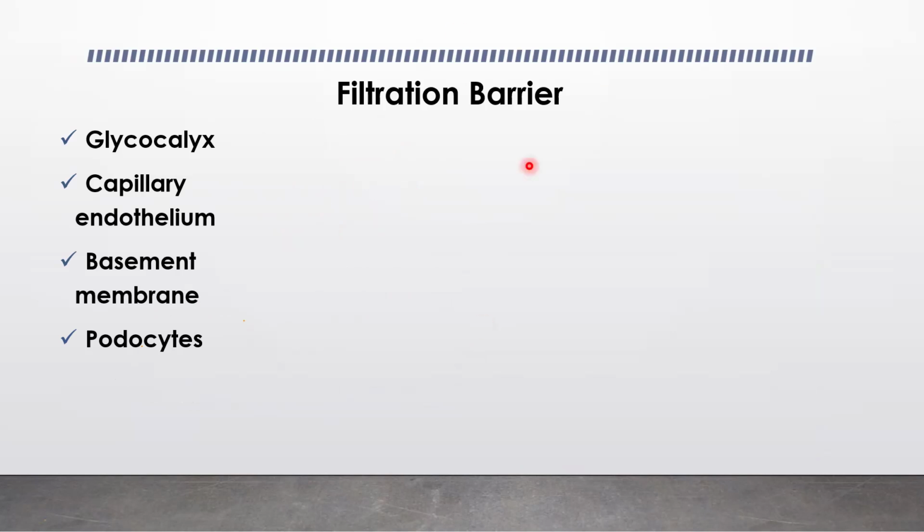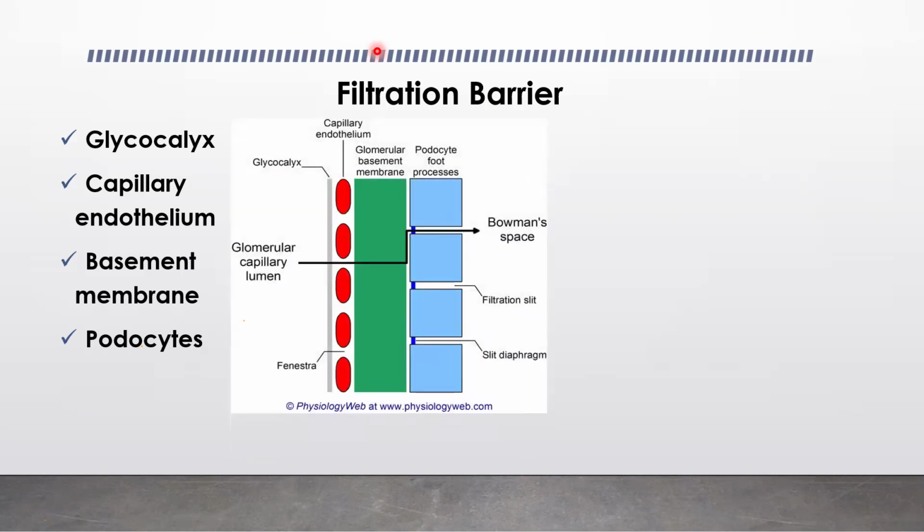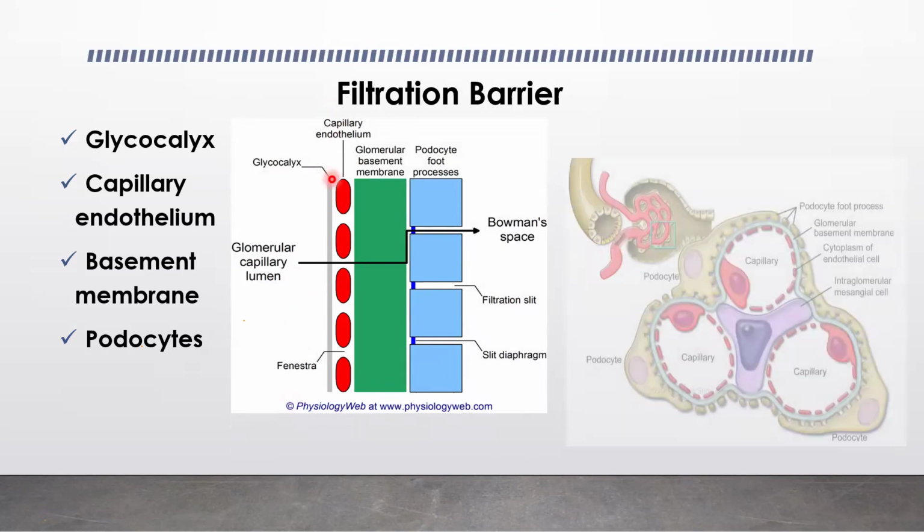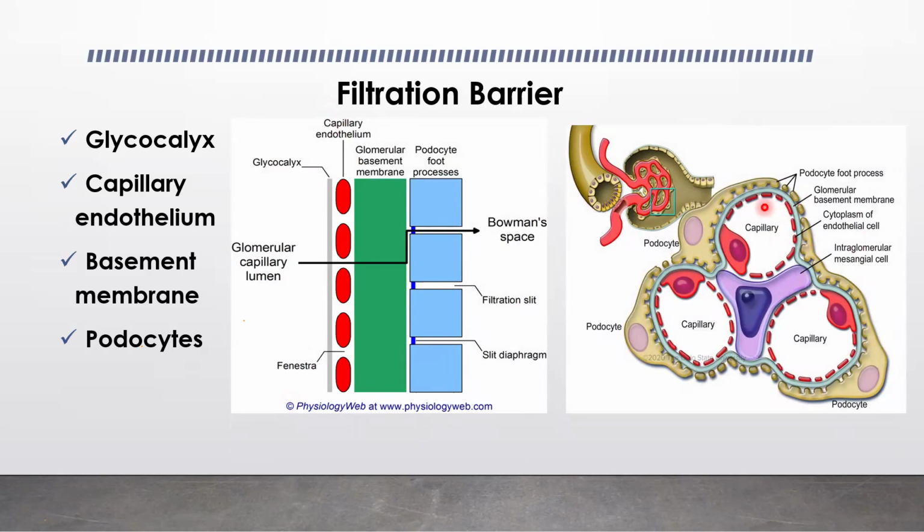So let's talk about the filtration barrier. For the filtration barrier, we are supposed to know the layers of the filtration barrier. Maybe if you can have this cross section here, this image on our right will help us to understand where we are. First of all, you can appreciate we have a Bowman's capsule here, and this Bowman's capsule has the glomerulus. In the glomerulus, it will be lined by the podocytes. You can see these podocytes have foot processes. So podocytes and their foot processes.